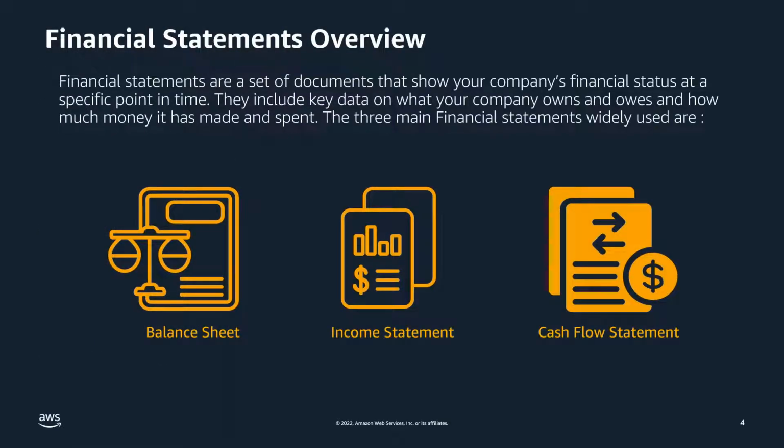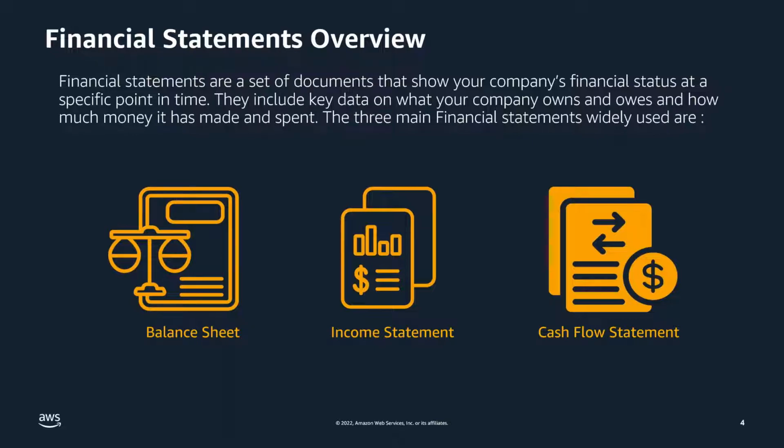So, a quick overview of financial statements. Financial statements or reports are a set of documents which contain formal records of financial activities of a business at any specific point of time. They also include key data that reflects a company's performance. As a part of today's session, we will focus on three main financial statements, namely the balance sheet, the income statement, and the cash flow statement.